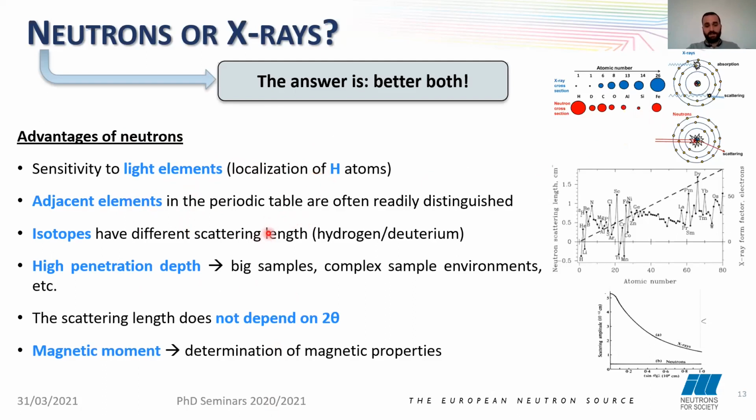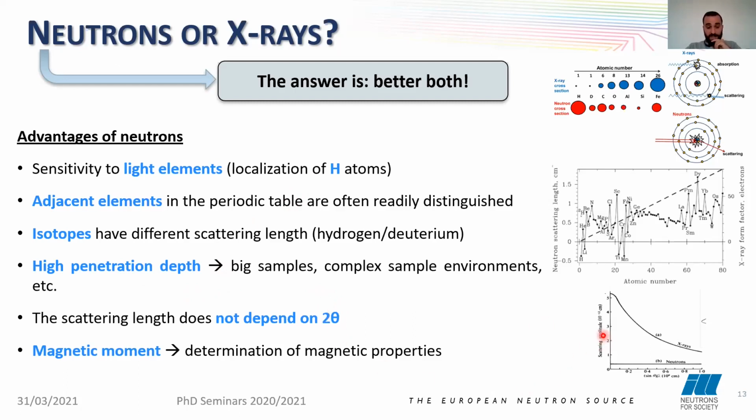In addition, adjacent elements in the periodic table have very similar electron scattering power, while they can scatter neutrons very differently. Therefore, adjacent elements can be effectively distinguished using neutrons. Then isotopes have different scattering lengths, and this is especially important for the localization of hydrogen through deuterium substitution. And since the scattering of neutrons is weak and the absorption is usually low, they have high penetration depth, and this makes them excellent to study big samples and using complex sample environments such as high-pressure cells, furnaces, etc.